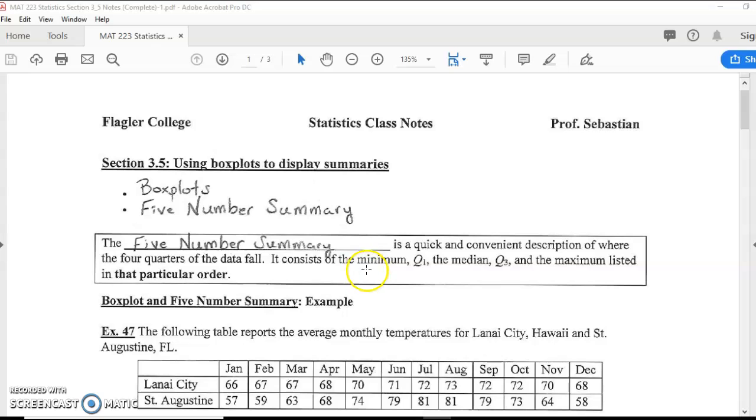So it goes minimum, Q1, the median, Q3, and the maximum. Minimum is the absolute smallest number, and the maximum is the absolute biggest number in your data set, and they're always given in that order.